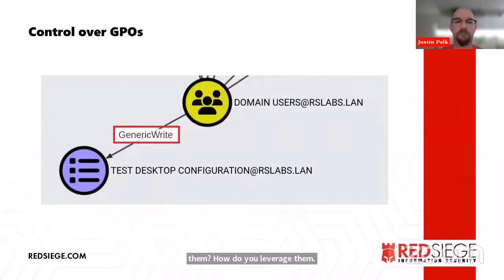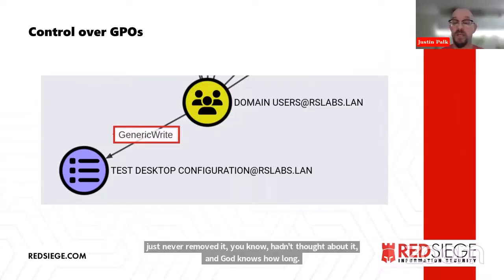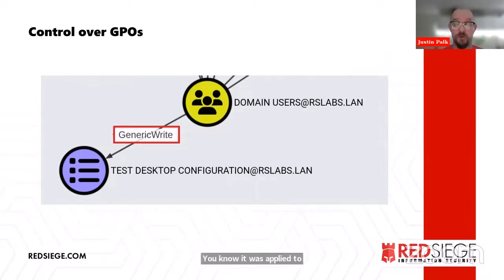So all these are going to be things shown in my test lab, but they're replicating things that I have actually seen on a test. A test last year, I found that the domain users group had generic write control over a GPO. This GPO was old enough to drink. It had probably been forgotten about by the admins, and they had just never removed it, hadn't thought about it in God knows how long. But it was applied to a large number of computers in the domain.